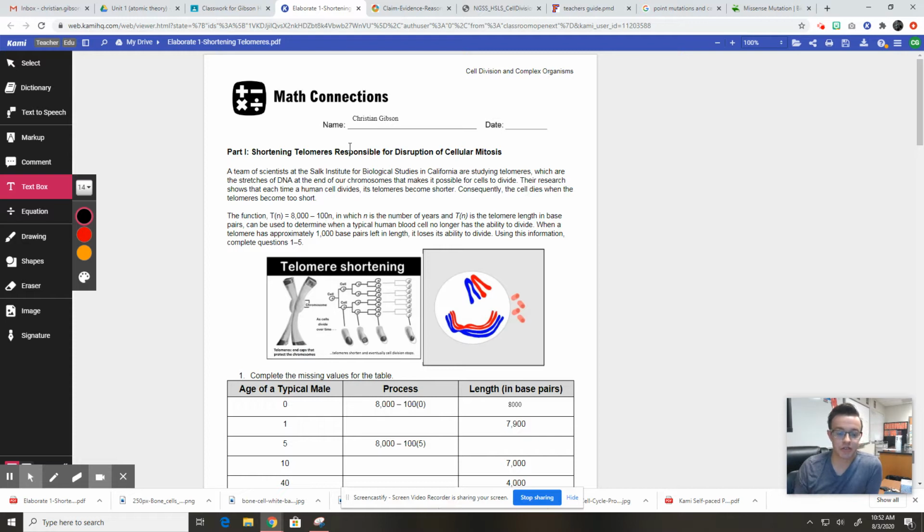And so what you guys are going to do is you're actually going to quantify that process today, because they shorten as you get older. And therefore, as you get older, you're not able to heal as well, and you have certain issues with your cells that we'll get into.